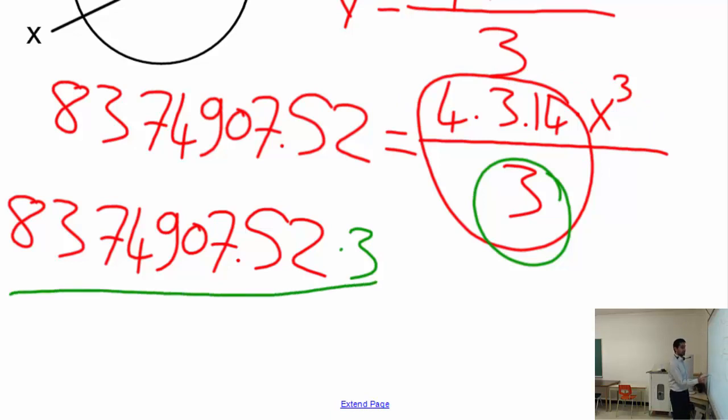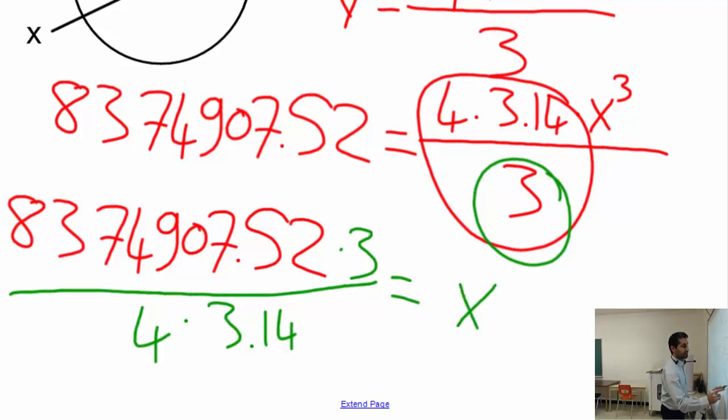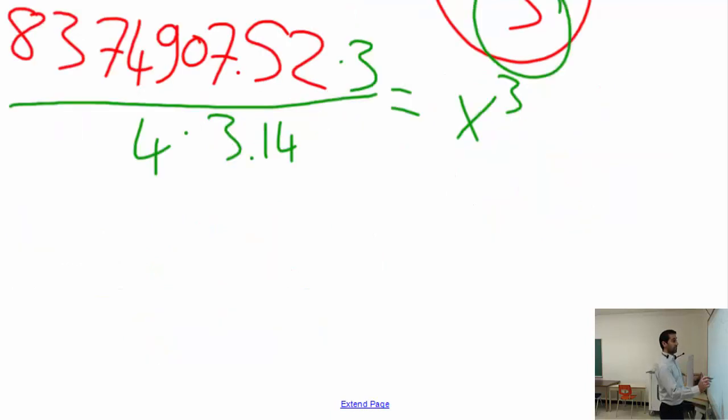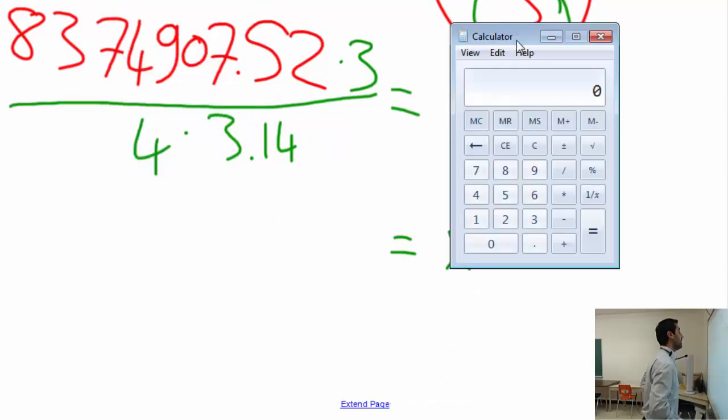So let's make the division line: 4 times 3.14, equals, I have the x cubed there. Now x cubed is alone. Now I want to do a very big organization on the left side. X cubed stays the way it is. I'm going to write down that number and multiply it by 3, divide it by 4, and then divide it by 3.14. Excuse me. So let's do all of them here.